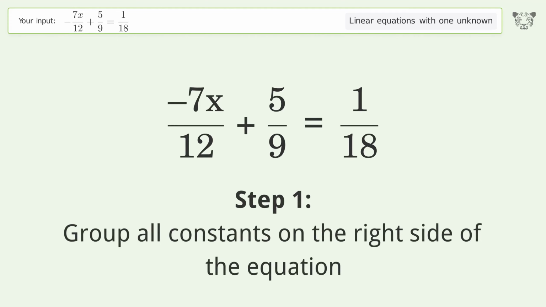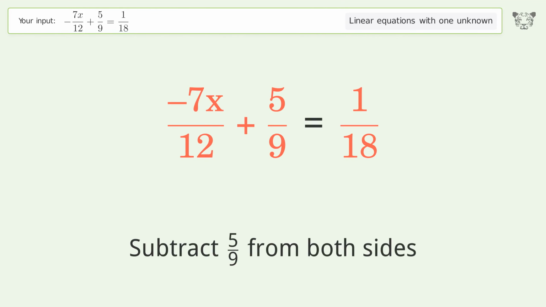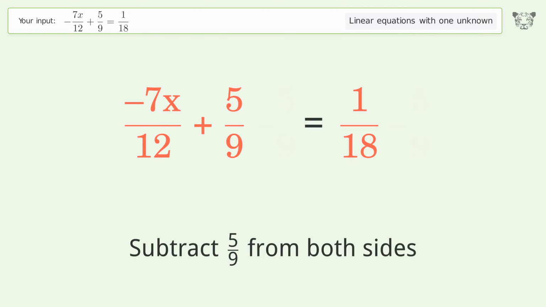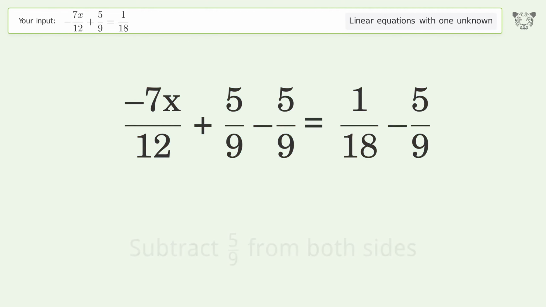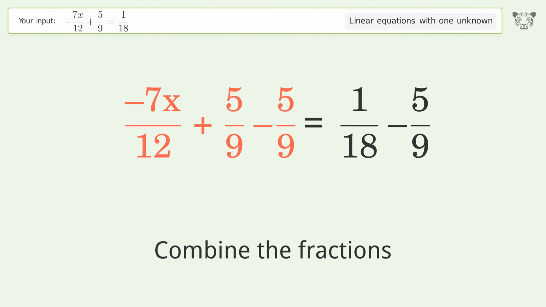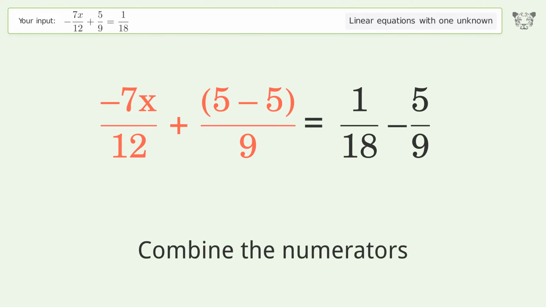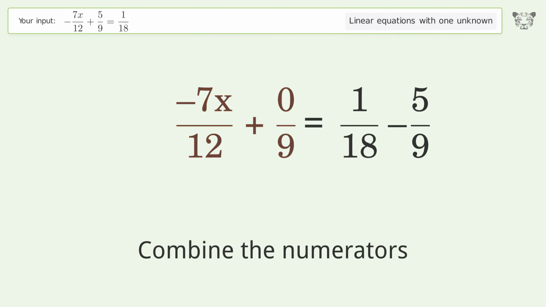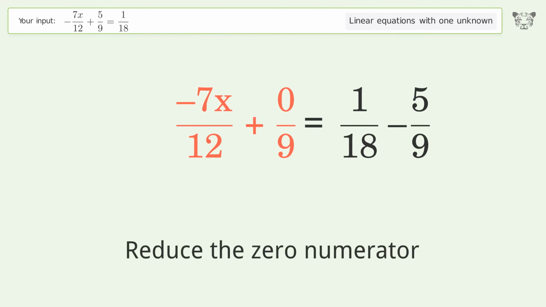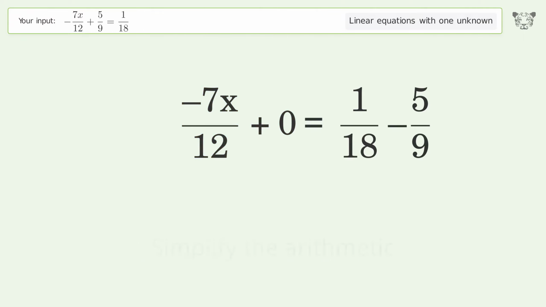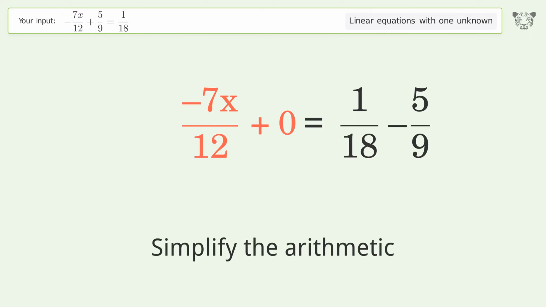Group all constants on the right side of the equation. Subtract 5/9 from both sides. Combine the fractions. Combine the numerators. Reduce the zero numerator. Simplify the arithmetic.